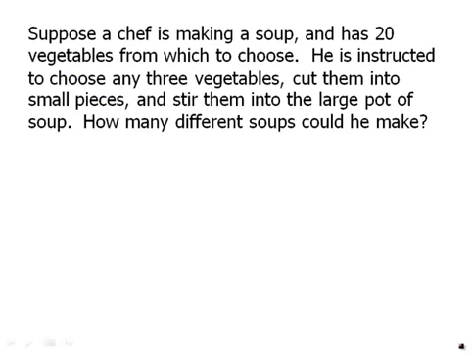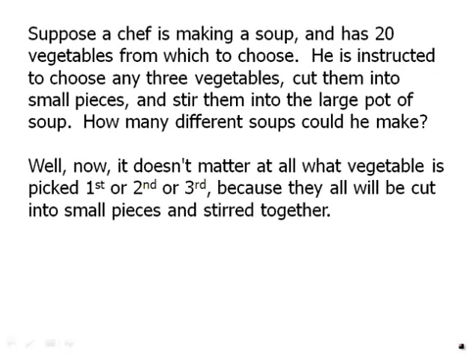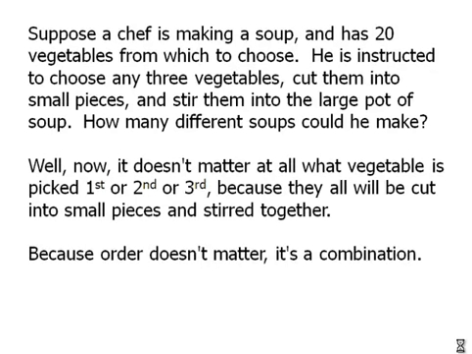Suppose a chef is making a soup, and he has 20 vegetables from which to choose. He's instructed to choose any 3 vegetables, cut them into small pieces, and stir them into a large pot of soup. How many different soups could he make? Well, we're assuming that the soup is determined purely by the choice of vegetables. Here it doesn't matter at all which vegetable is picked first or second or third, because they will all be cut into small pieces and stirred together. So it's absolutely irrelevant. You're just going to have small pieces of one floating next to small pieces of the other. It doesn't matter the order at all. They all wind up in the same pot.